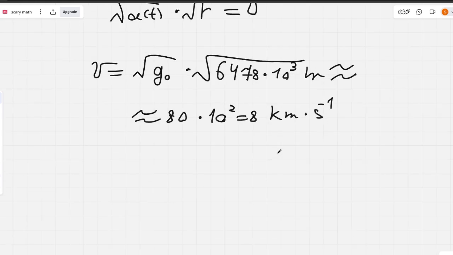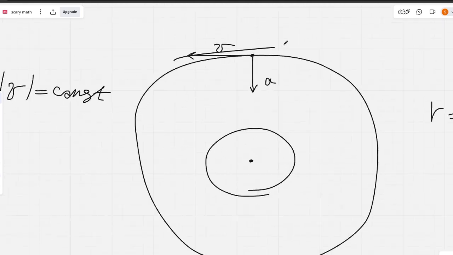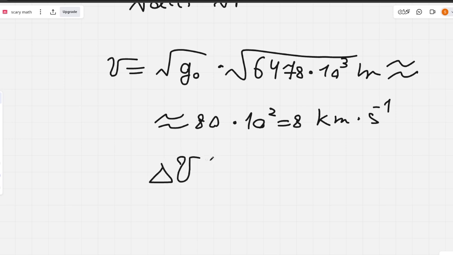Now, the thing is, that's not going to be the only issue on hand, because recall, that's just the velocity we have to maintain here, but we also need to get here somehow. So, of course, delta V is going to be greater than 8 kilometers per second.